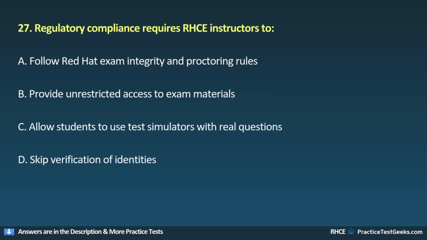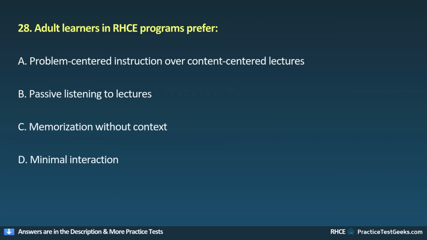C. Allow students to use test simulators with real questions. D. Skip verification of identities. 28. Adult learners in RHCE programs prefer A. Problem-centered instruction over content-centered lectures. B. Passive listening to lectures. C. Memorization without context. D. Minimal interaction.